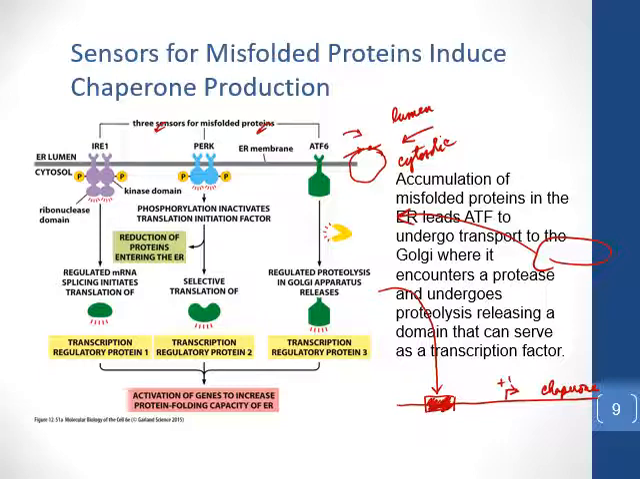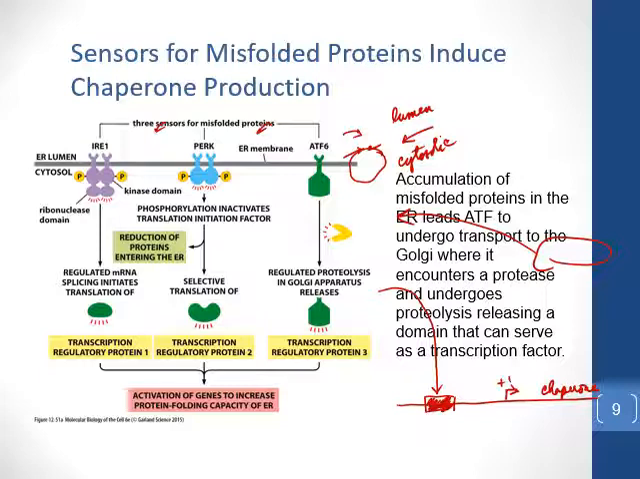Now that's pretty remarkable if you think about it. It's as if the ER says to the nucleus, I need help. I've got a protein folding problem. I have proteins that are not properly folded. I need more chaperones to help with the protein folding process. So I'm going to send you a transcription factor. I need you, nucleus, to use that transcription factor to upregulate the expression of genes that encode chaperones so we can make more chaperones and hopefully help with this folding process. Now, is that cool or what? That's the ATF6 mechanism.